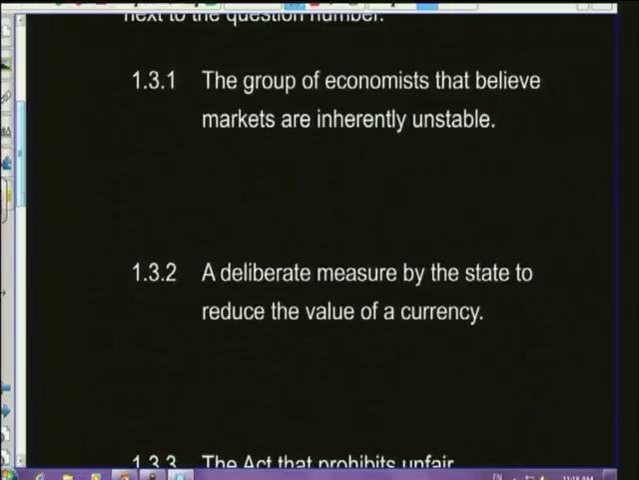1.3.1, the group of economists that believe that the markets are inherently unstable. That would be the Keynesian economists.